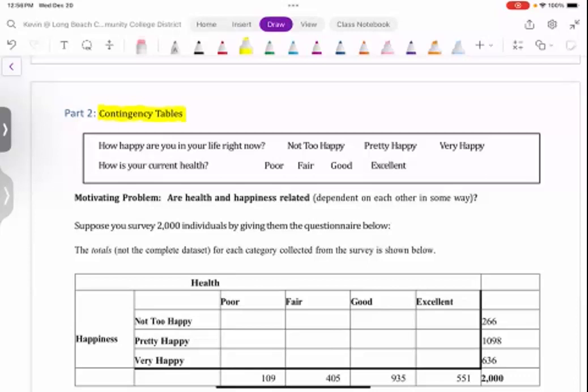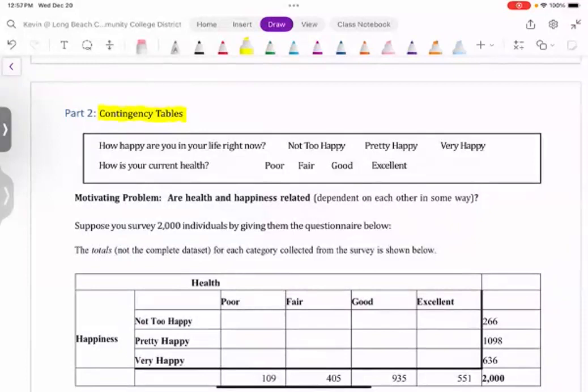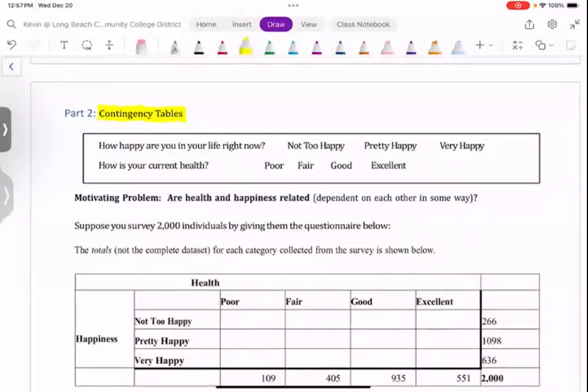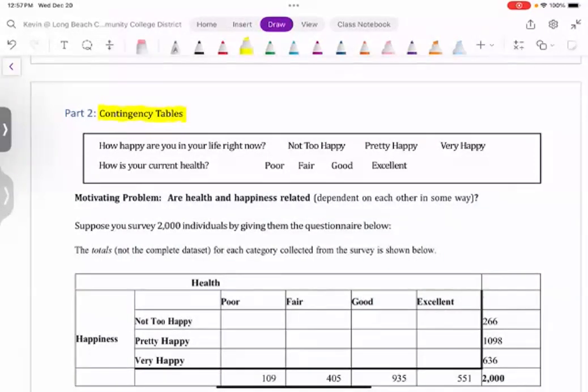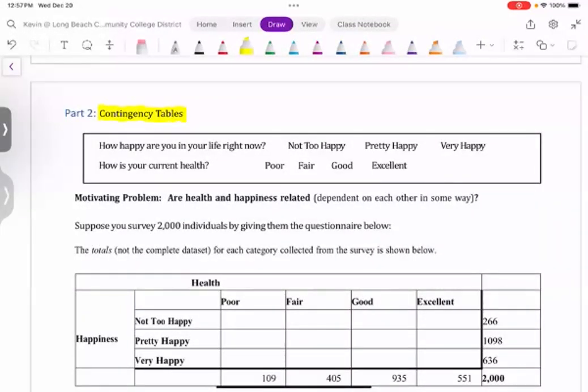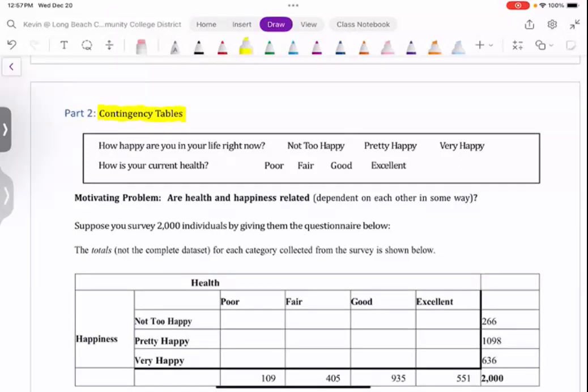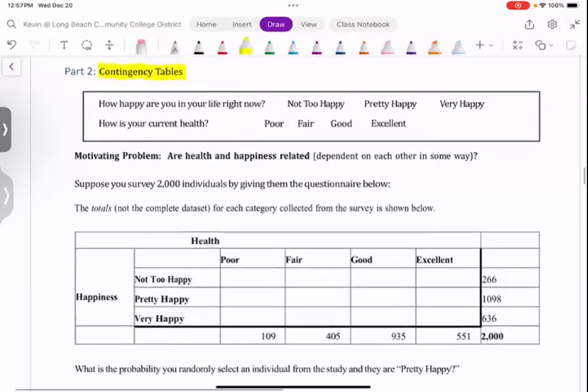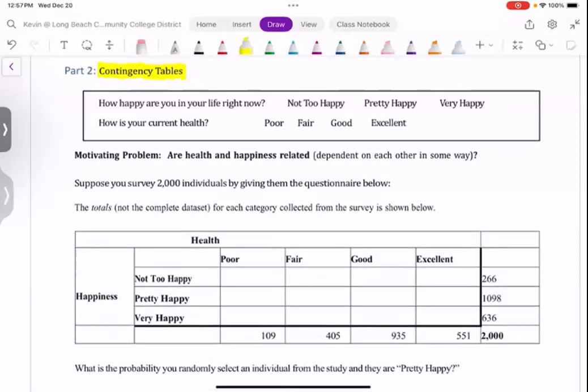We have seen contingency tables before, and what we're going to compare right now is how happy you are in your life right now and how is your current health. And what we want to do is see if these two things are independent of one another or not. So are they related or are they dependent on one another? So suppose you survey 2,000 individuals by giving them the questionnaire below. And actually above the, are you happy and how's your current health?